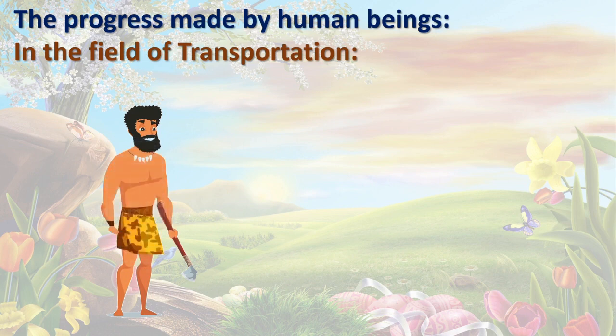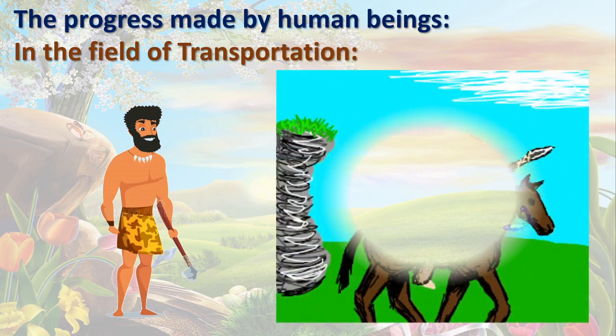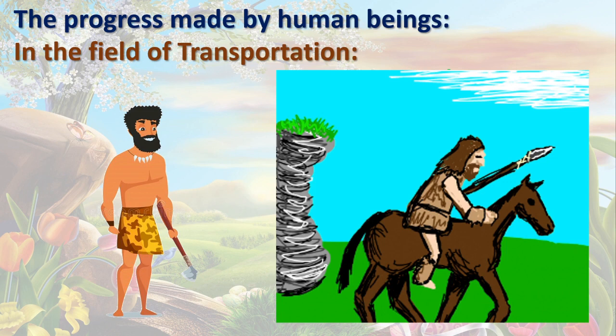See here, earlier in the Stone Age, people used to roam around in search of food and water. Always they used to walk from one place to another to search for food and water. Later on, they came to know about the horse and other animals, and they began to use these animals for transportation, to move from one place to another.